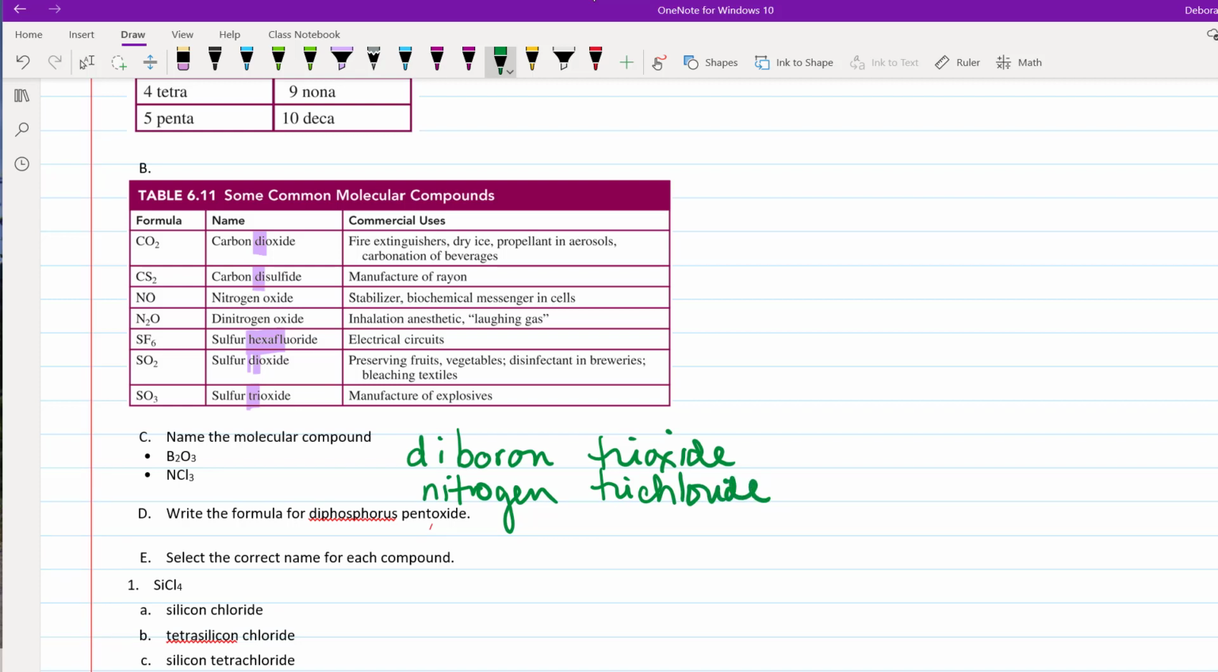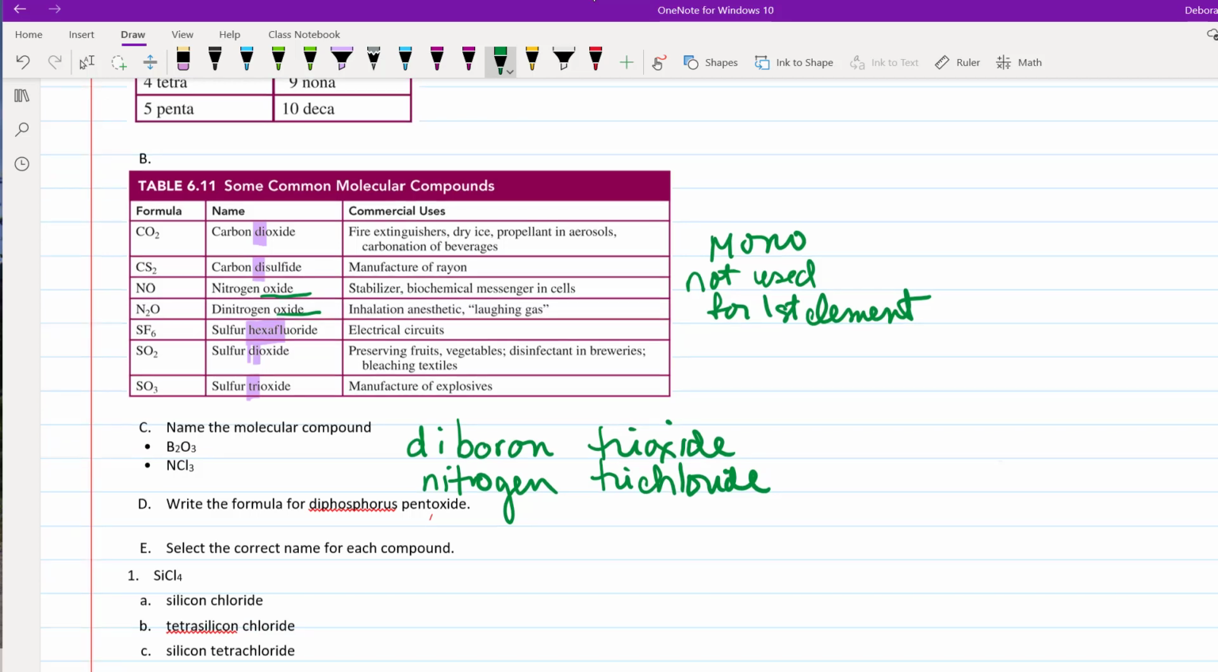All right, and it's at this point where I should say something about the prefix mono. Mono is not ever used for the first element. It's not used for the first element in the name. It is occasionally used for the second name, but in some examples that you see here, nitrogen oxide, dinitrogen oxide, you notice that the mono is not there. The most popular or the most known mono version of a molecular compound is carbon monoxide, and most of the other names, it has been dropped.